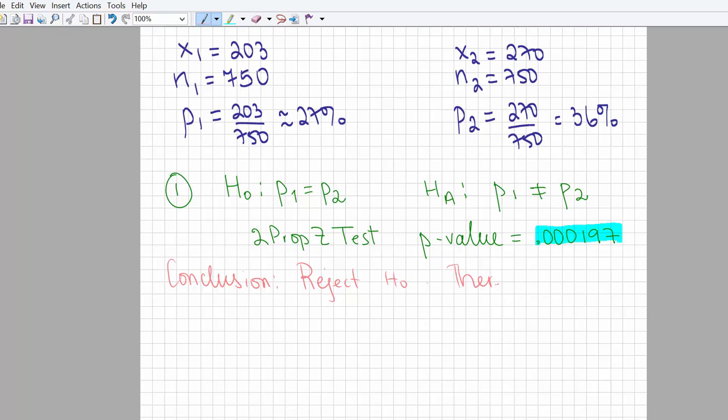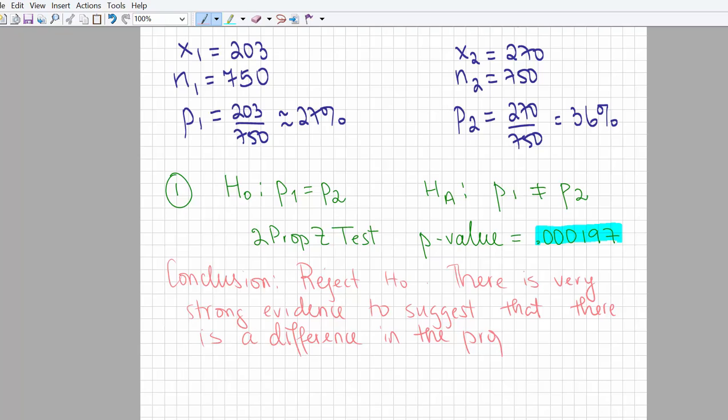There is very strong evidence to suggest or to claim that there is a difference in the proportions of men and women with normal weight or normal BMI.